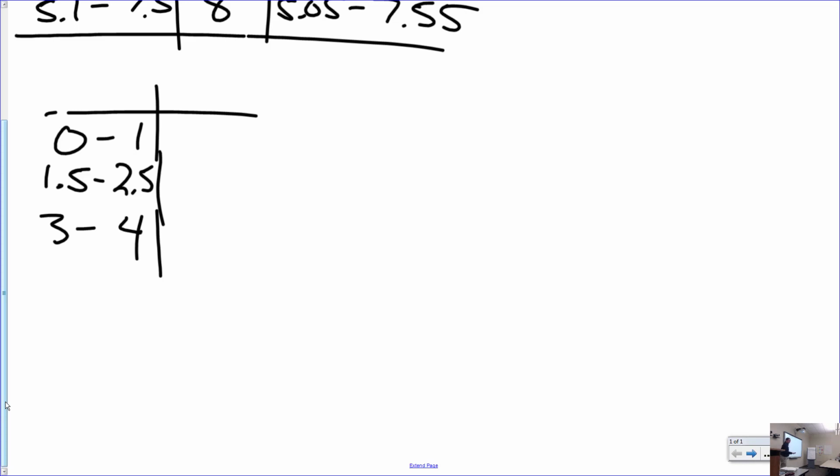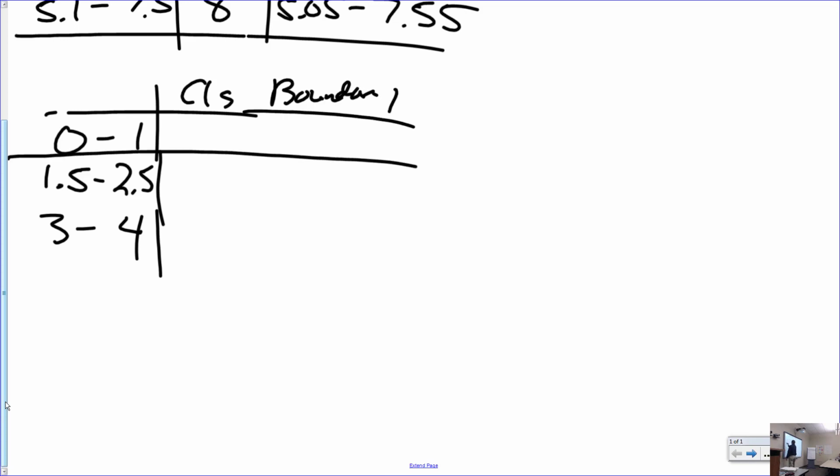Don't ask me why you would have ranges like this, but imagine if you did. Again, what would be your class boundaries here? So what is the average of 1 and 1.5? 0.25. What's the average of 2.5 and 3?